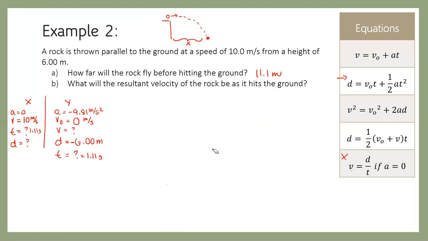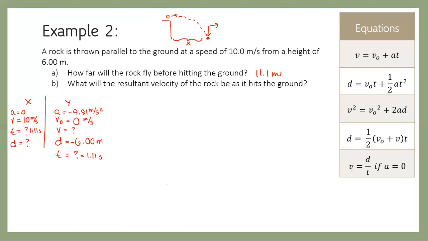All right, now we're ready for our second part. So we answered A, now we're going to answer B. What will the resultant velocity of the rock be as it hits the ground? As it comes down to the ground, it has a velocity downward, plus it still has a velocity outward. So I want to know, when it hits, what is the resultant?